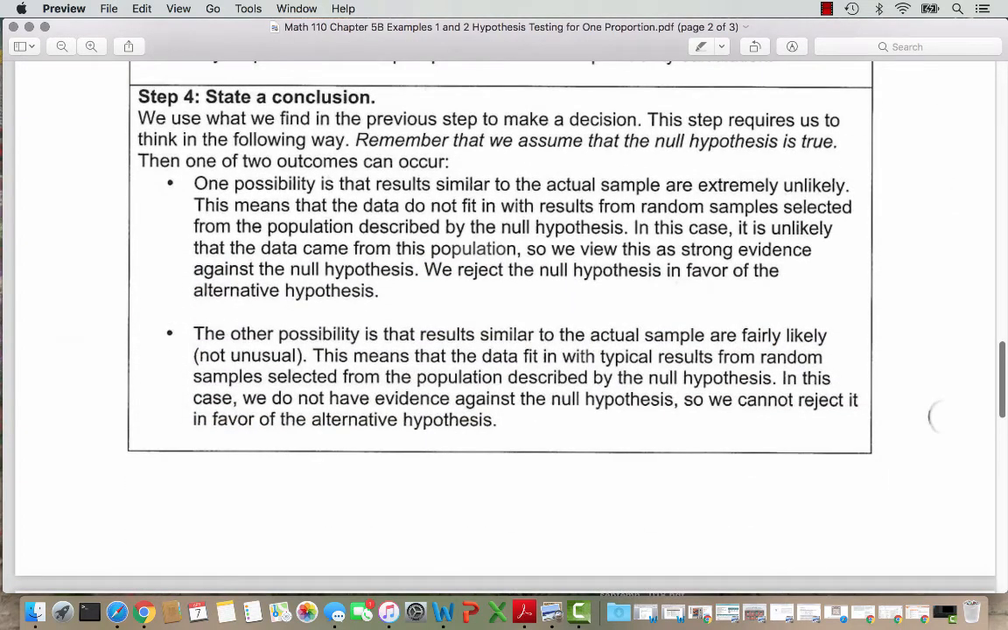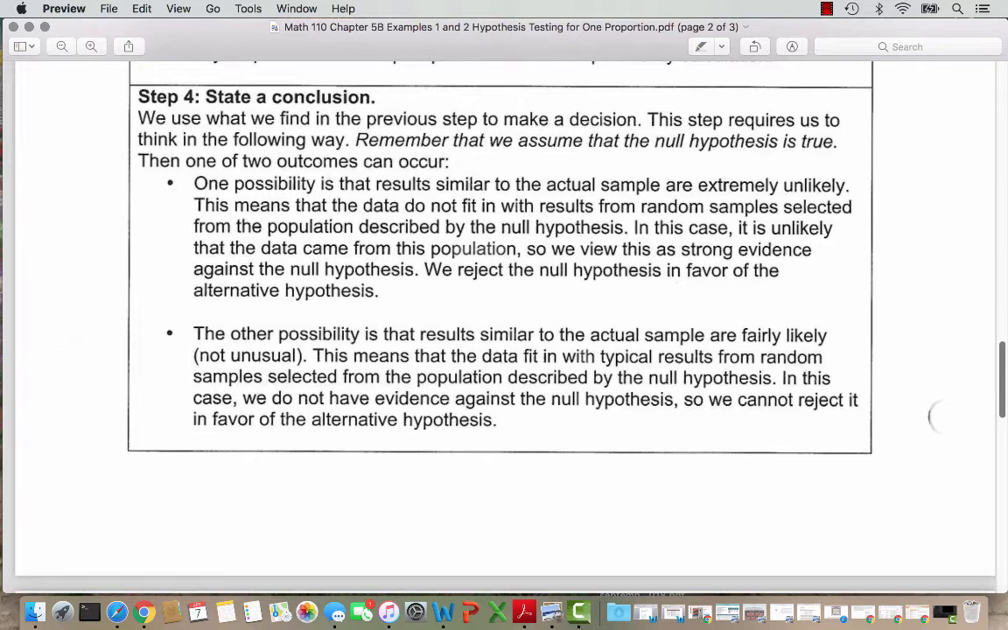Our last step, step 4, is to state a conclusion. So we use what we find in the previous step to make a decision. This step requires us to think in the following way. Remember that we assume the null hypothesis is true. Then we have one of 2 outcomes that could occur.